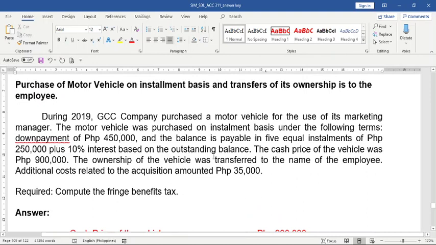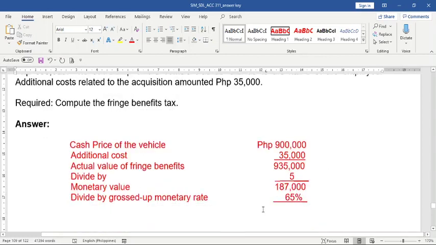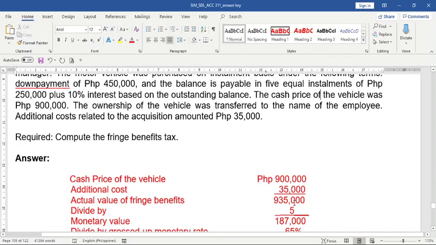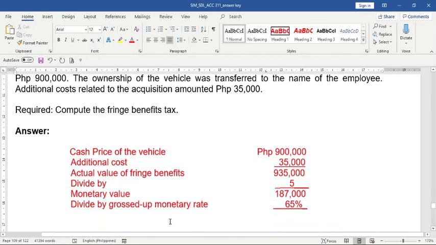We base on the acquisition cost, right? Cash price, 900,000. Additional cost, 35,000. So, this is the actual value of your fringe benefit. But since it's on installment, under the rule for motor vehicles, if installment, we divide by 5 years. So we divide by 5. This is your monetary value, because our computation is yearly for the fringe benefit expense.